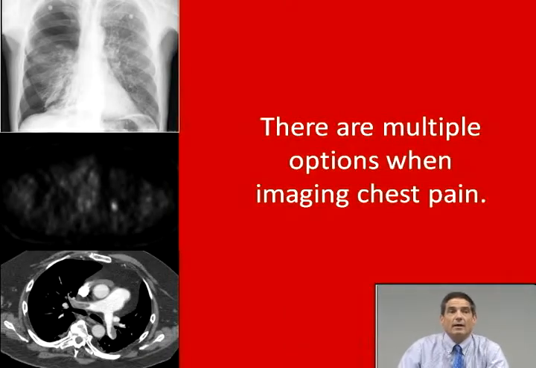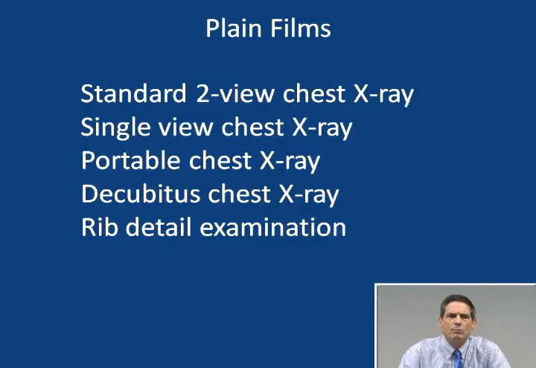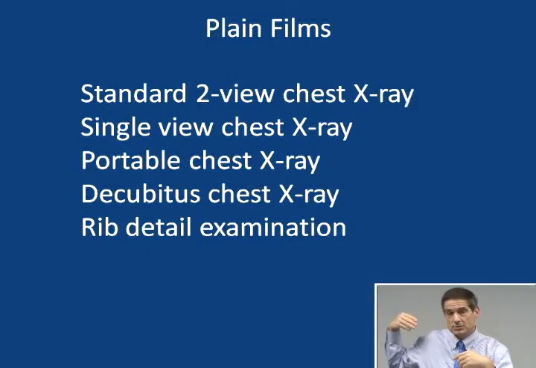There are multiple imaging options. For chest pain, you can order any of several exams, like a plain film, CT scan, nuclear medicine, MR, ultrasound. Plain film examinations, there's a few different options here. Your standard 2-view chest x-ray. 2-view chest x-ray done in the department is typically done with the patient upright. It's done PA, so that the x-ray tube is behind the patient. The x-rays are coming through the patient from the posterior to anterior direction, or PA.